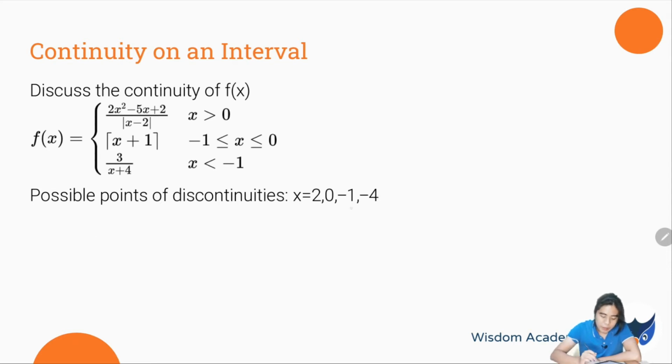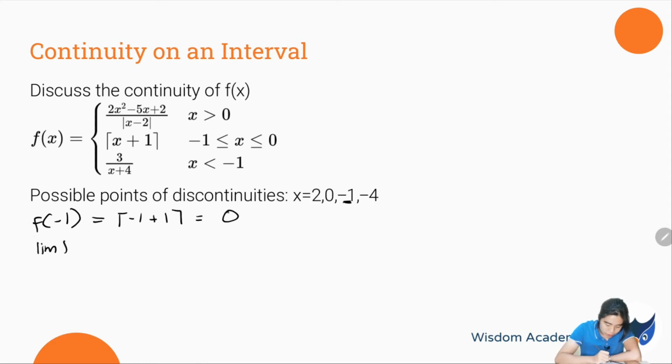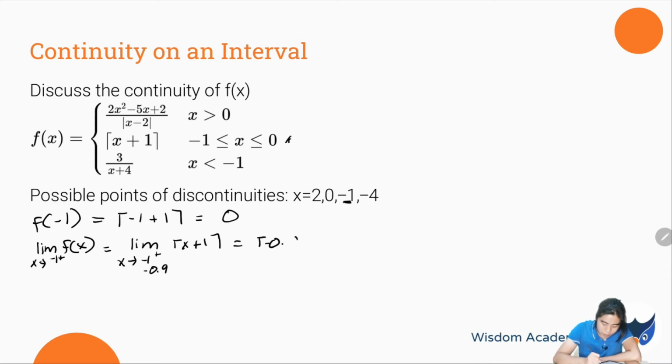Okay, so next naman, find naman natin yung continuity niya at x equals to negative 1. Una muna, hanapin natin yung f of negative 1 niya. Ceiling of negative 1 plus 1 is equals to 0. Now, hanapin naman natin yung limit ni f of x from the right. So, from the right, ito yung kukunin natin. By direct substitution, pwede natin gamitin si negative 0.9. So, ceiling ni negative 0.9 plus 1, this will just be equal to 1.